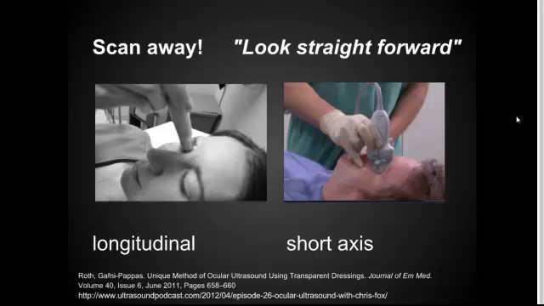Just have the patient look straight forward. You can later have them look side to side to help you get a full view of the eye, but for starters, just have them look straight ahead. You can do a longitudinal view and a short axis view.